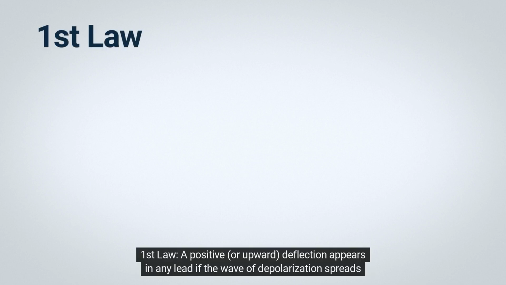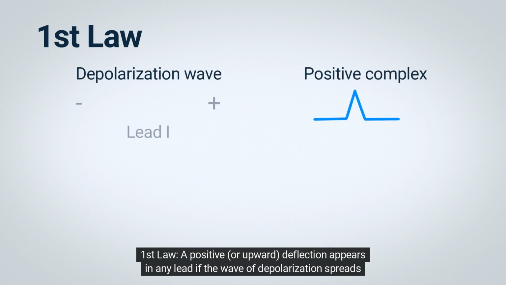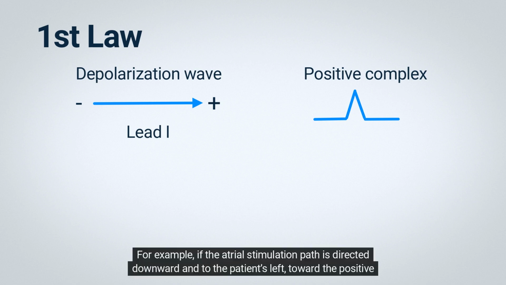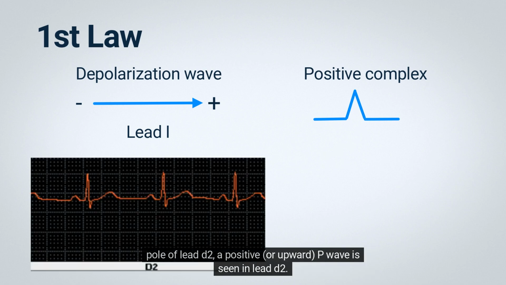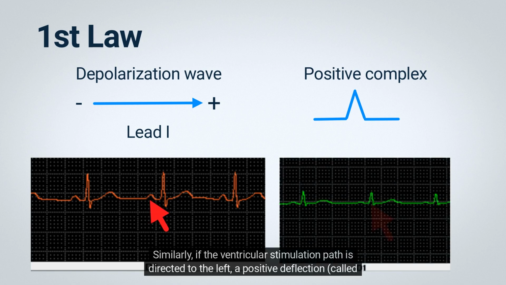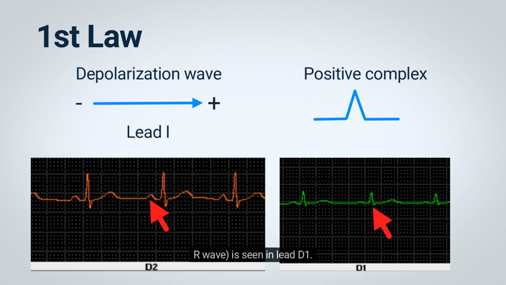Let's start by discussing the 3 basic ECG laws that are essential to understanding the normal ECG. First law: a positive or upward deflection appears in any lead if the wave of depolarization spreads toward the positive pole of that lead. For example, if the atrial stimulation path is directed downward and to the patient's left, toward the positive pole of lead D2, a positive or upward P wave is seen in lead D2. Similarly, if the ventricular stimulation path is directed to the left, a positive deflection, called R wave, is seen in lead D1.